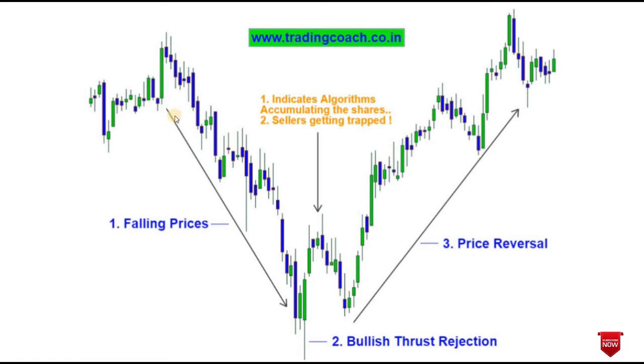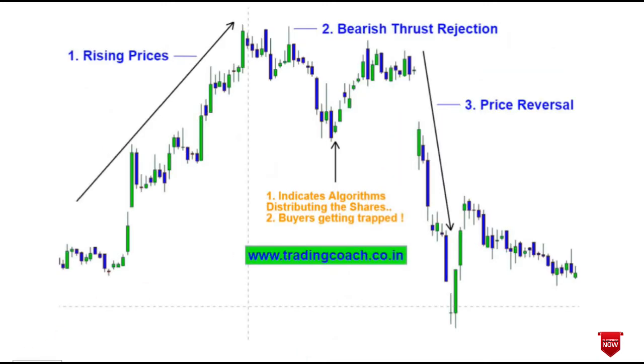So once again, you will see falling prices, and then you will see a large shadow which is getting rejected from the bottom. Right after the rejection, you will see a retest, and if this particular retest is successful, the prices will change the direction. The market prices will quickly turn around. Here is a quick example of bearish thrust rejection, which is exactly opposite of the bullish thrust rejection pattern.